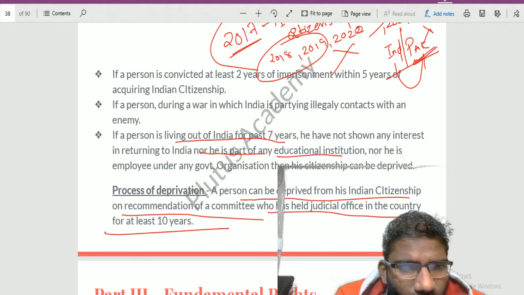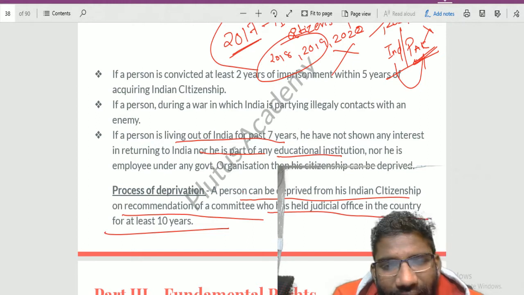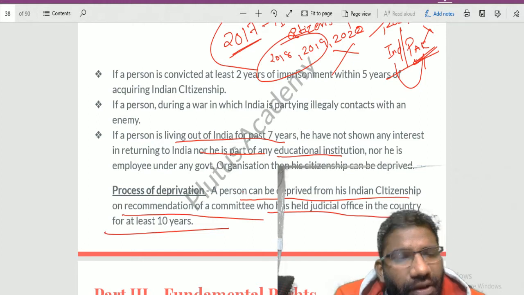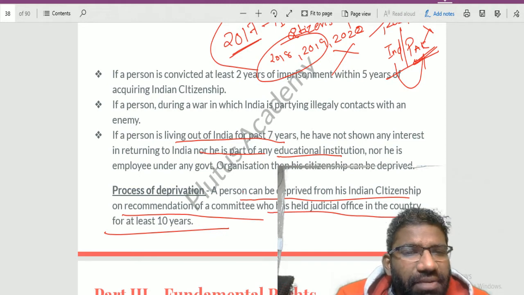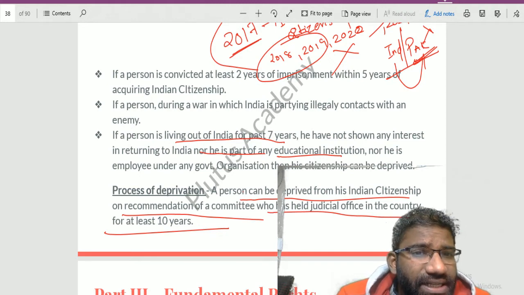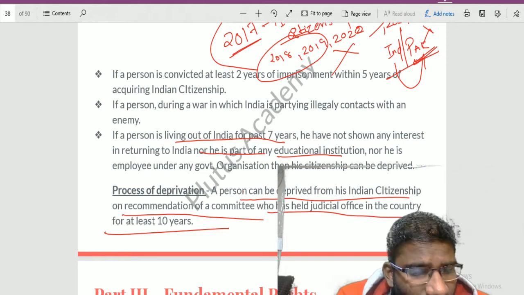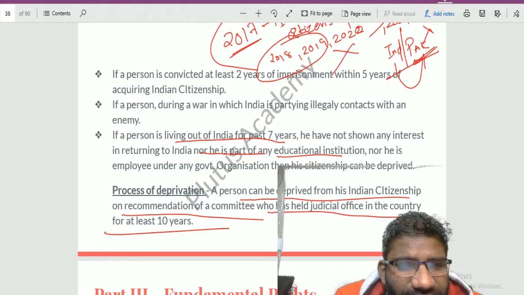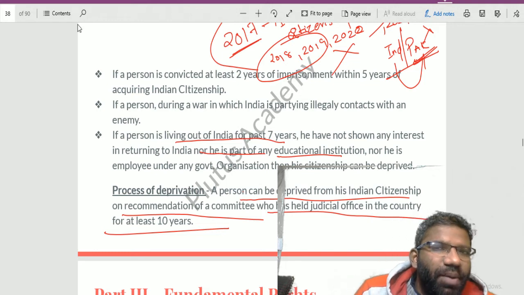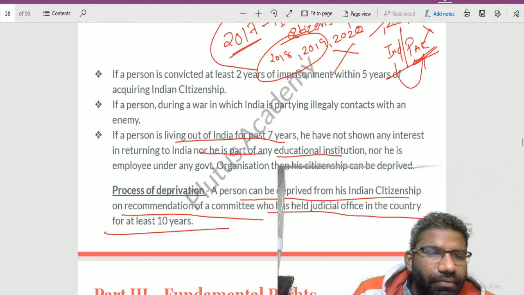The person who is under the frame has every right to defend himself in front of that committee and prevent himself from losing the Indian citizenship. These are the aspects of how a person can lose his Indian citizenship. The processes are termination, deprivation, and renunciation. I hope the concept is clear to you. This ends the chapter Citizenship of Indian Polity. Thank you.